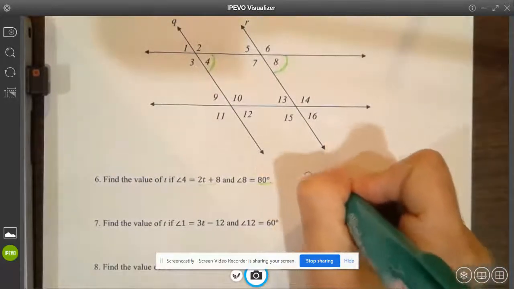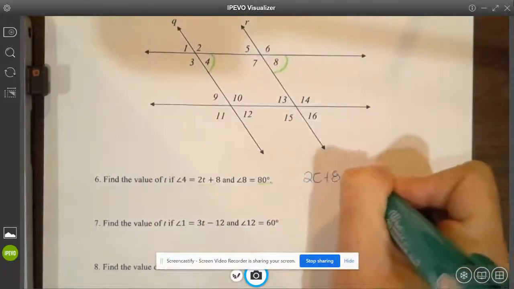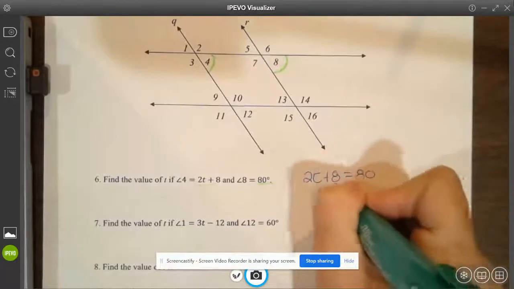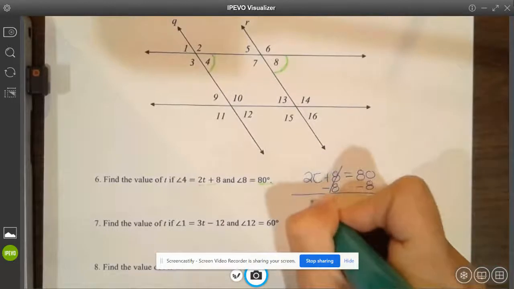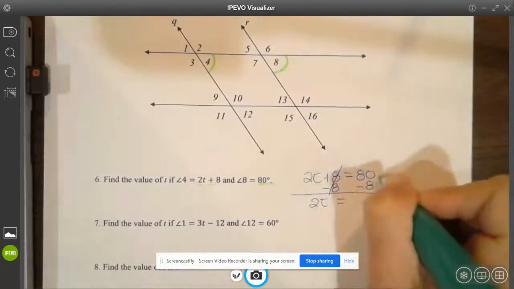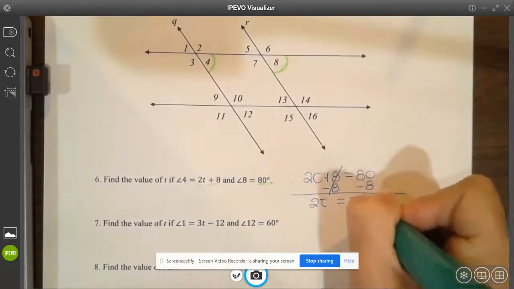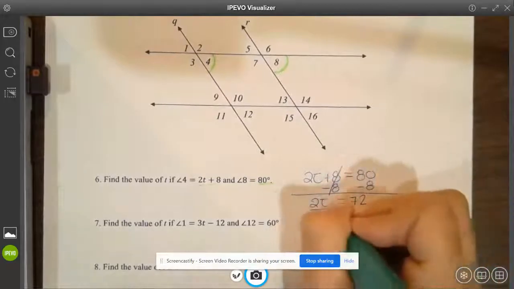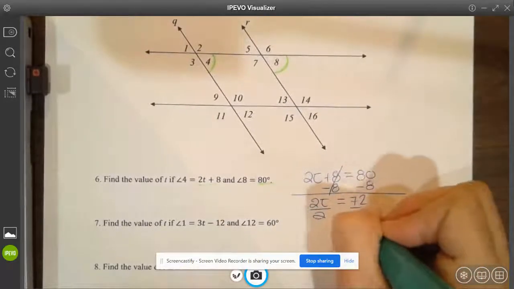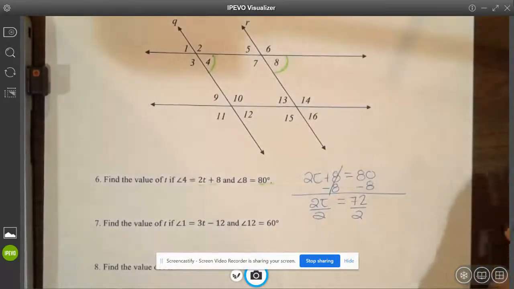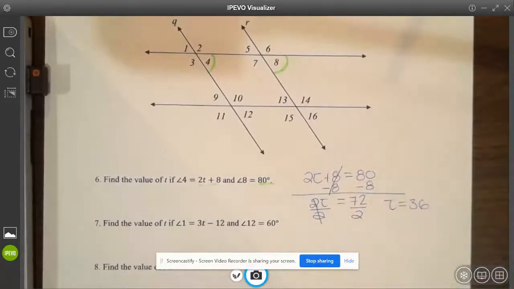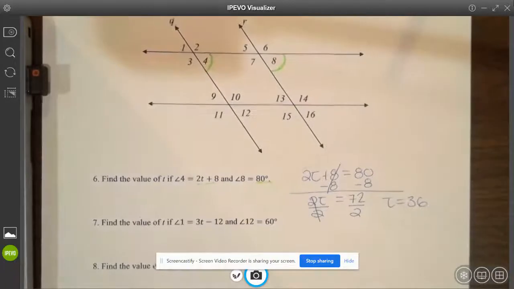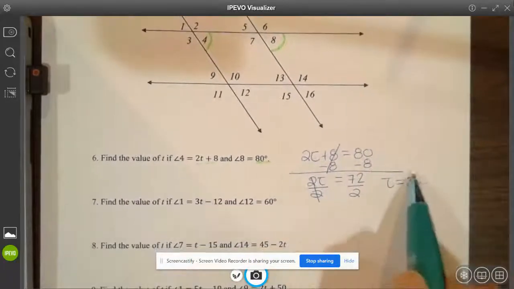So that's 2t plus 8 equals 80. You subtract 8 on both sides. That goes away, and then you have 2t equals 72. And then you divide by 2. And you get 36. So t equals 36. All right, let's see what they're asking here. That's the value for t.